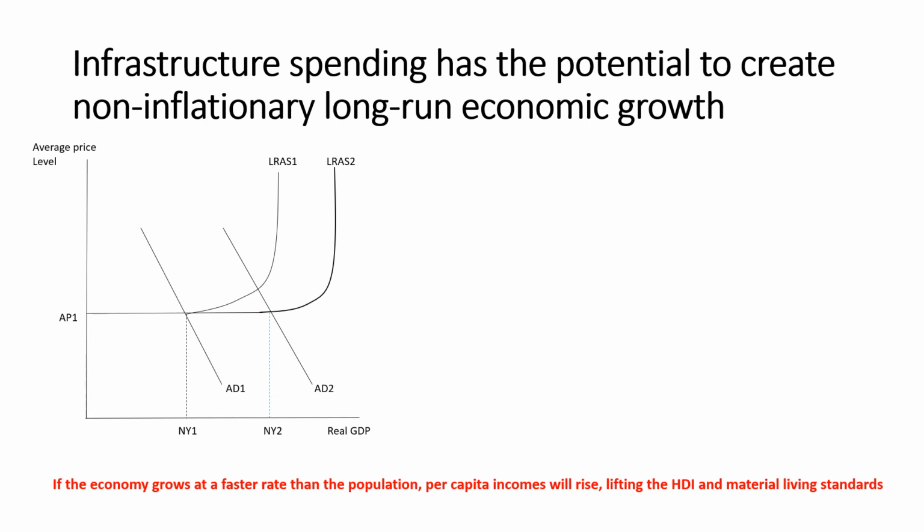So then, infrastructure spending has the potential to cause non-inflationary long-run economic growth. Why? Well, remember, aggregate demand will increase because either G or I will increase. And because infrastructure spending is going to increase productivity, the same number of workers will now be able to produce more in total, which will increase the productive capacity of the economy, shifting the long-run AS curve to the right.